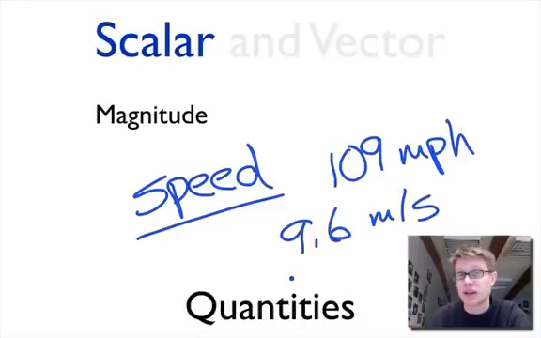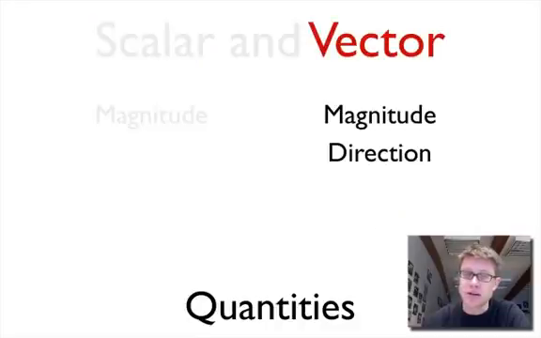And the reason it's a scalar quantity is it simply gives me a magnitude, how fast. How far, how big, how quick. All those things are scalar quantities. What's missing from a scalar quantity is direction. And so vector quantities are going to tell you not only the magnitude, but they're also going to tell you what direction that magnitude is in.